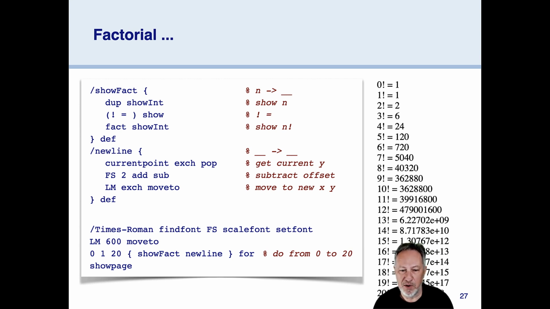Finally, we have our script. We find Times Roman, we scale it and set it as the font. We move to the left margin at 600 points up the page, and then we have a for loop. So it's going to go from 0 up to 20, incrementing by ones. We're going to show each factorial value and do a newline, and finally we show the page. So it's a fair bit of work to do our factorial, but we're not just computing factorials, but also figuring out where on the page to print, and we're computing our line locations.